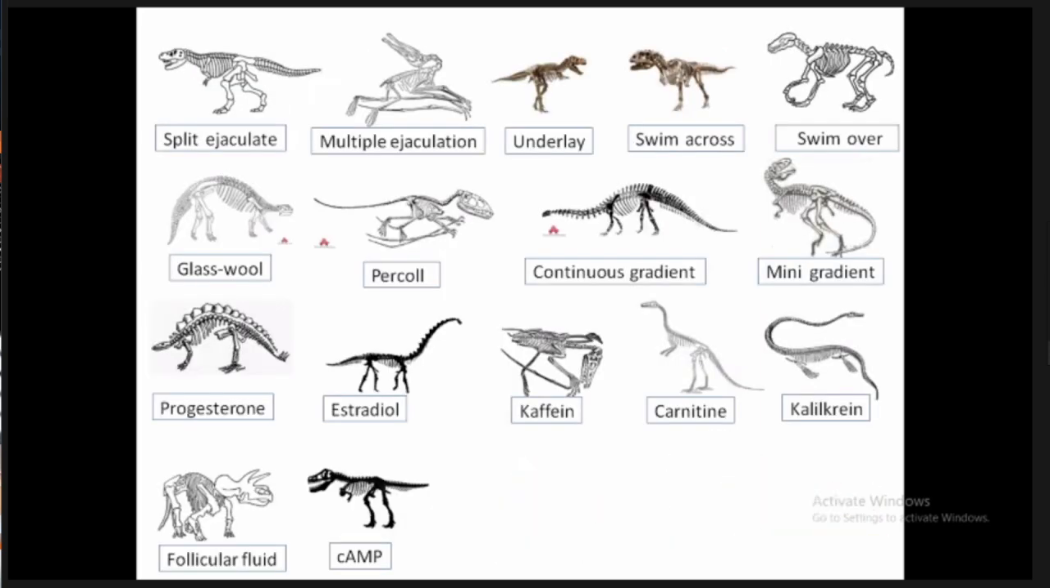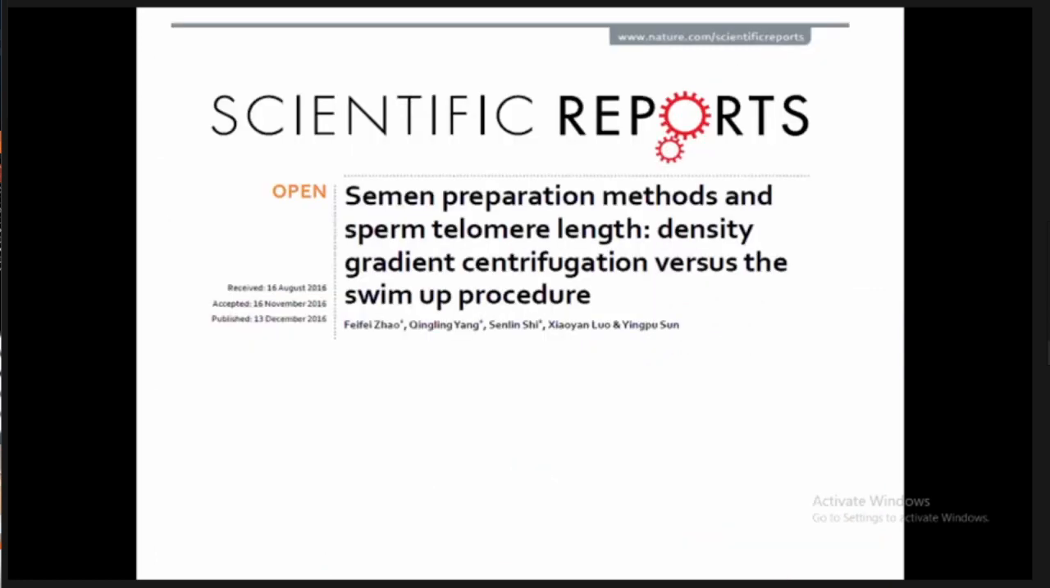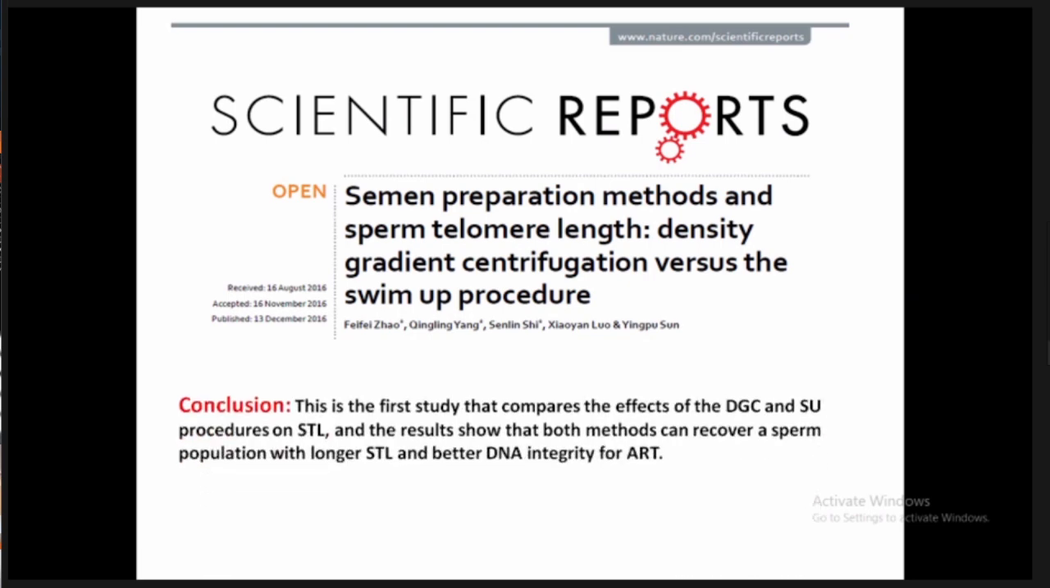If you look at the various other techniques that have existed over the evolution of sperm preparation methods, leaving behind the two prominent methods, swim up as well as density gradient centrifugation, these remain superior when compared to all other techniques. Coming to the literature, one study looked at sperm telomere length. They compared DGC and the swim up procedure, and concluded that both methods can recover a sperm population with longer sperm telomere length and better DNA integrity. As you know, longer sperm telomere length means the chromosome integrity will be good.